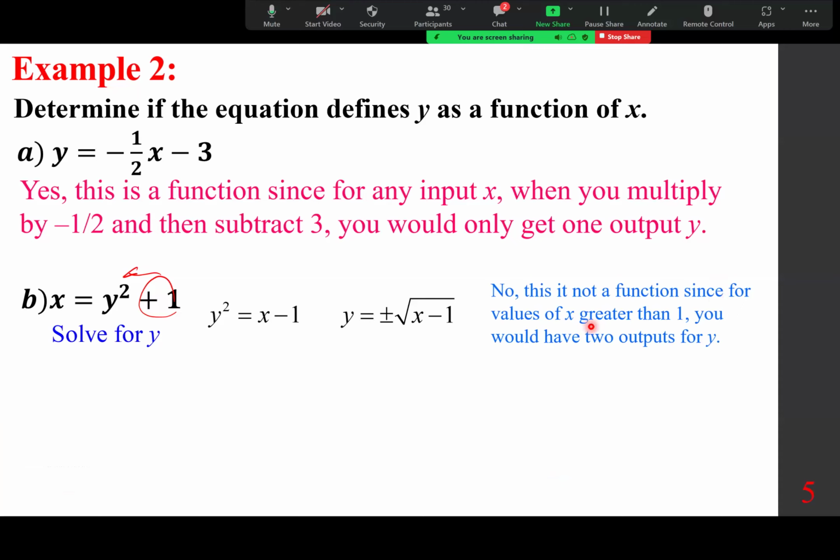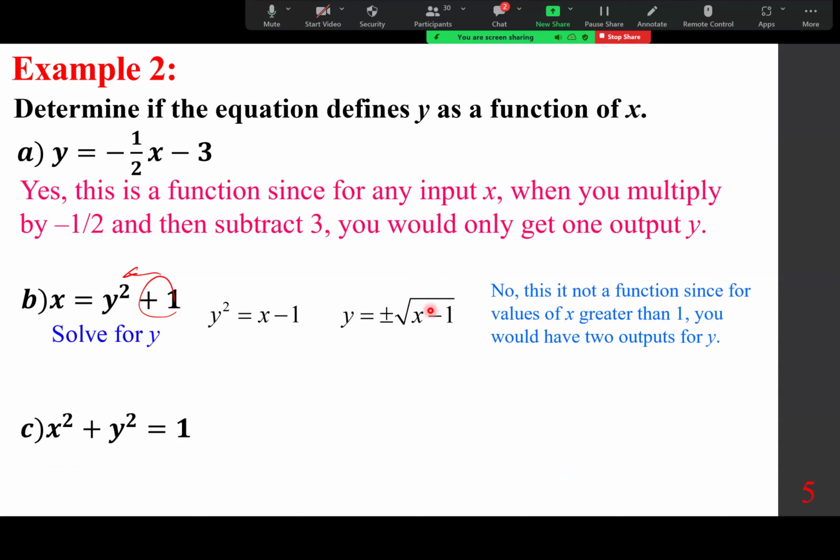Since for values of x greater than 1, and it has to be greater than 1, by the way, you would have two outputs for y. The reason it has to be greater than 1 is that you're dealing with a square root. You remember the domain for a square root, and the index is even: what's underneath must be non-negative, greater than or equal to 0.